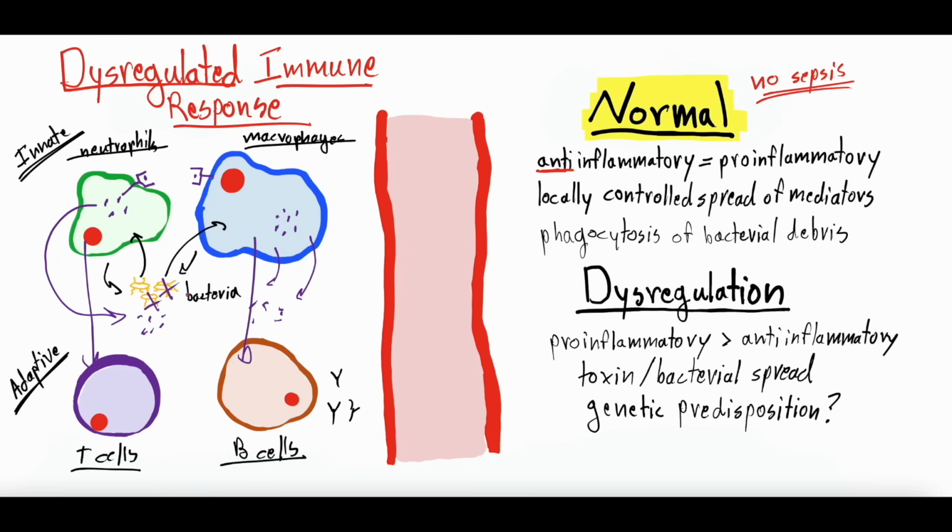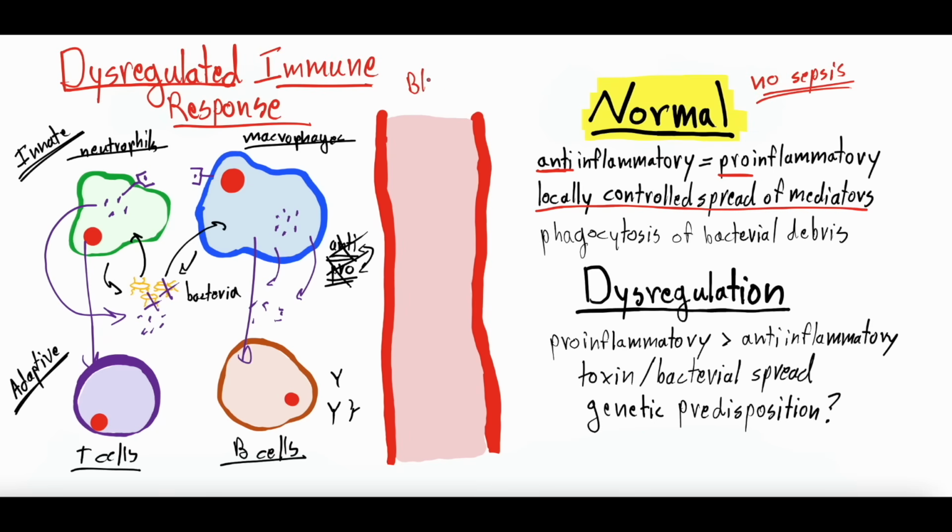those anti-inflammatory mediators or signaling molecules are balanced with the pro-inflammatory mediators, because these immune cells secrete anti-inflammatory mediators as well as pro-inflammatory mediators, right? You need pro-inflammatory mediators to help fight off the infection, but you also want to balance that out. So these usually balance each other out so that this immune response doesn't run rampant and run wild. Also in the normal response, you usually have some degree of locally controlled spread of these mediators.